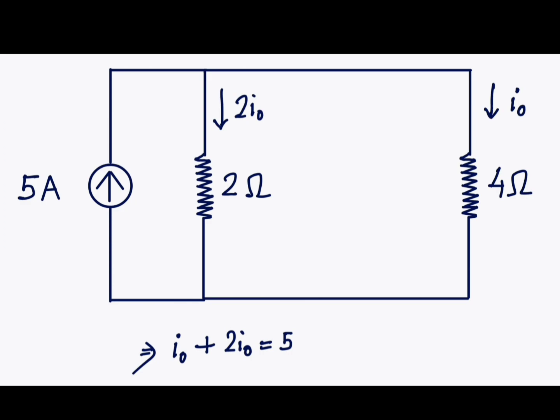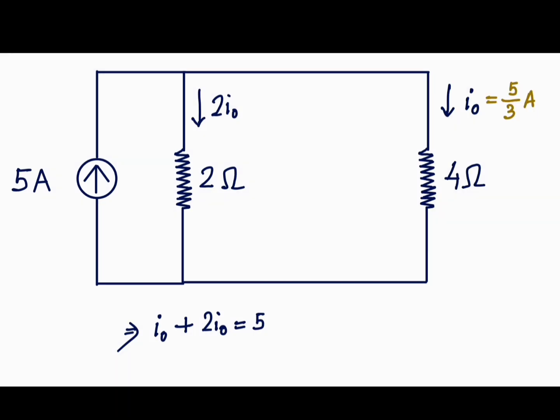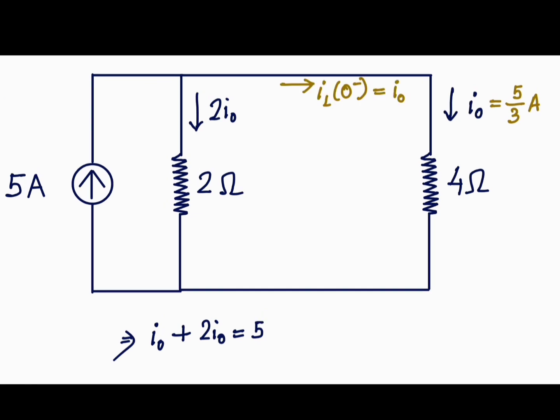If we add both the currents I0 and 2 I0, it has to be equal to 5 ampere. Hence I0 turns out to be 5 by 3 ampere. And this is the steady state inductor current for t less than 0.